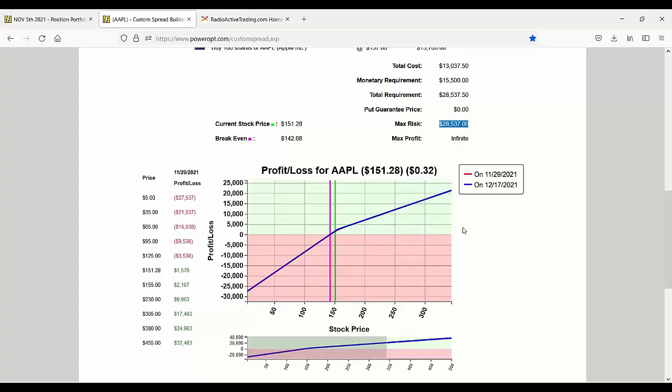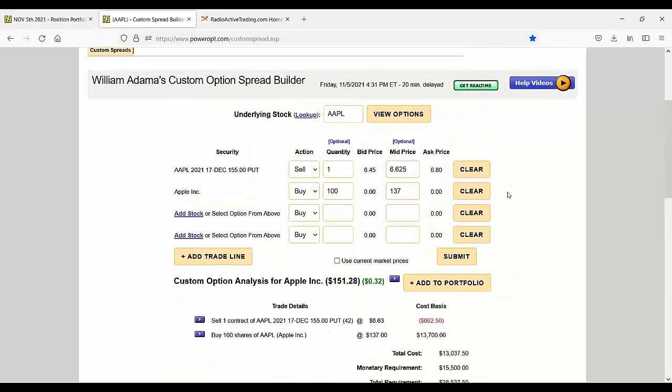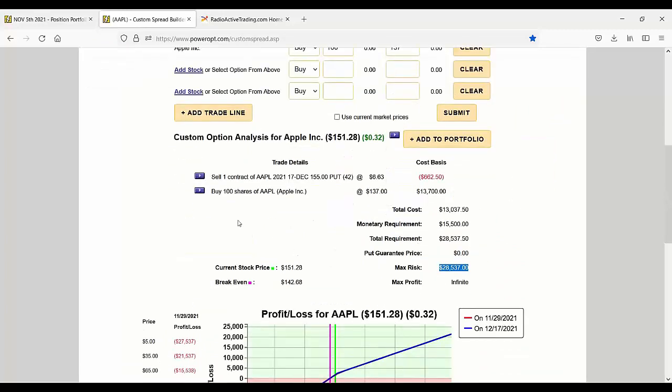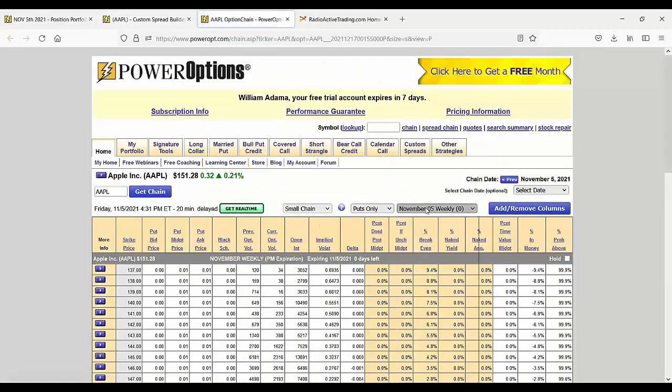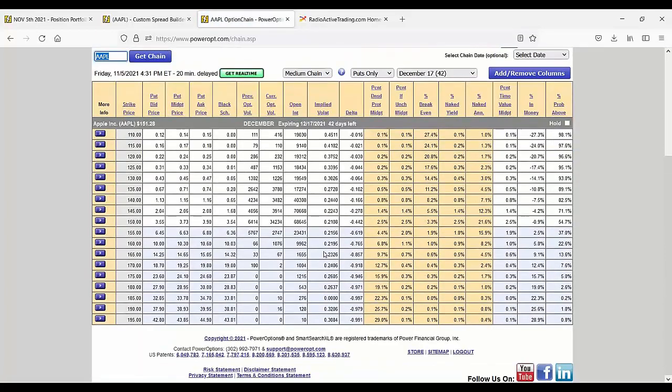Now, what is the best one? Well, it depends on your true goals for the position. Let's go to the option chain, and I am just going to stay at this moment in December, Ben. I'm going to look 42 days out as a comparison. Okay? And let's go to a medium chain. It might be a little bit big, but I'm going to go to a medium chain.